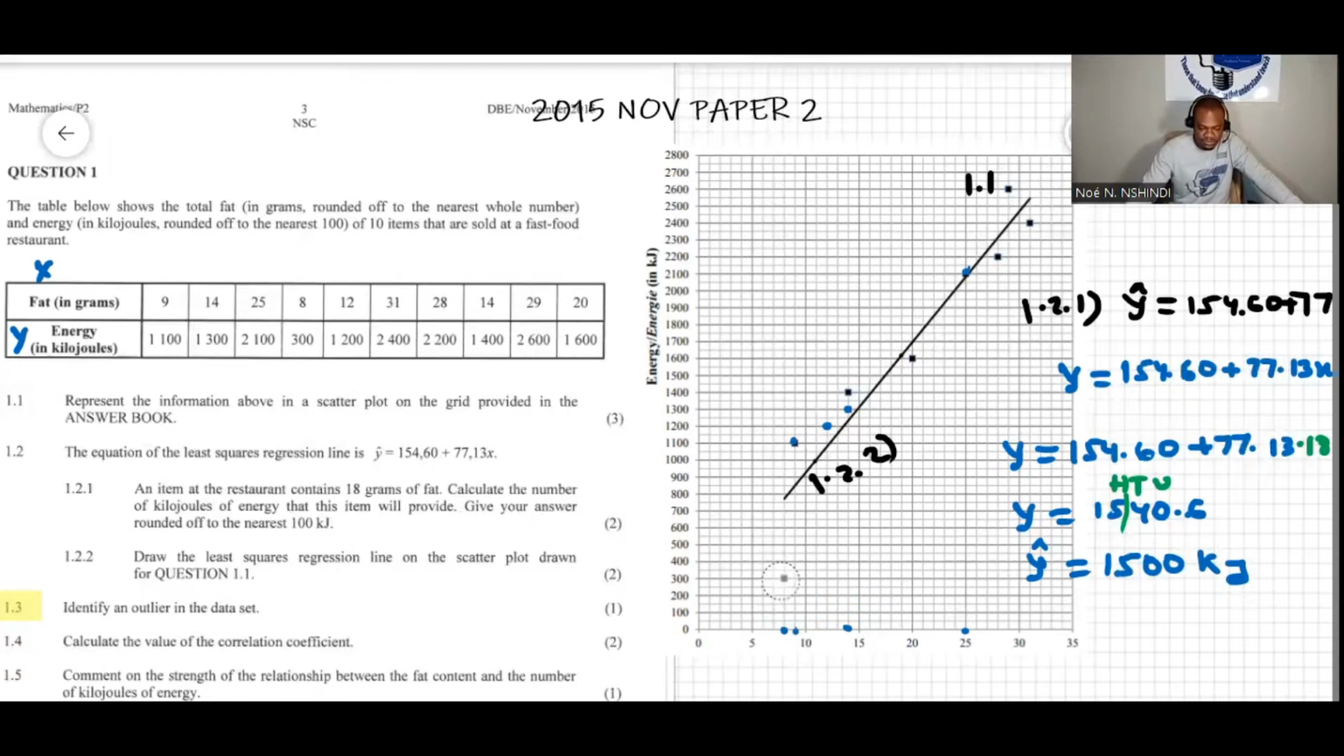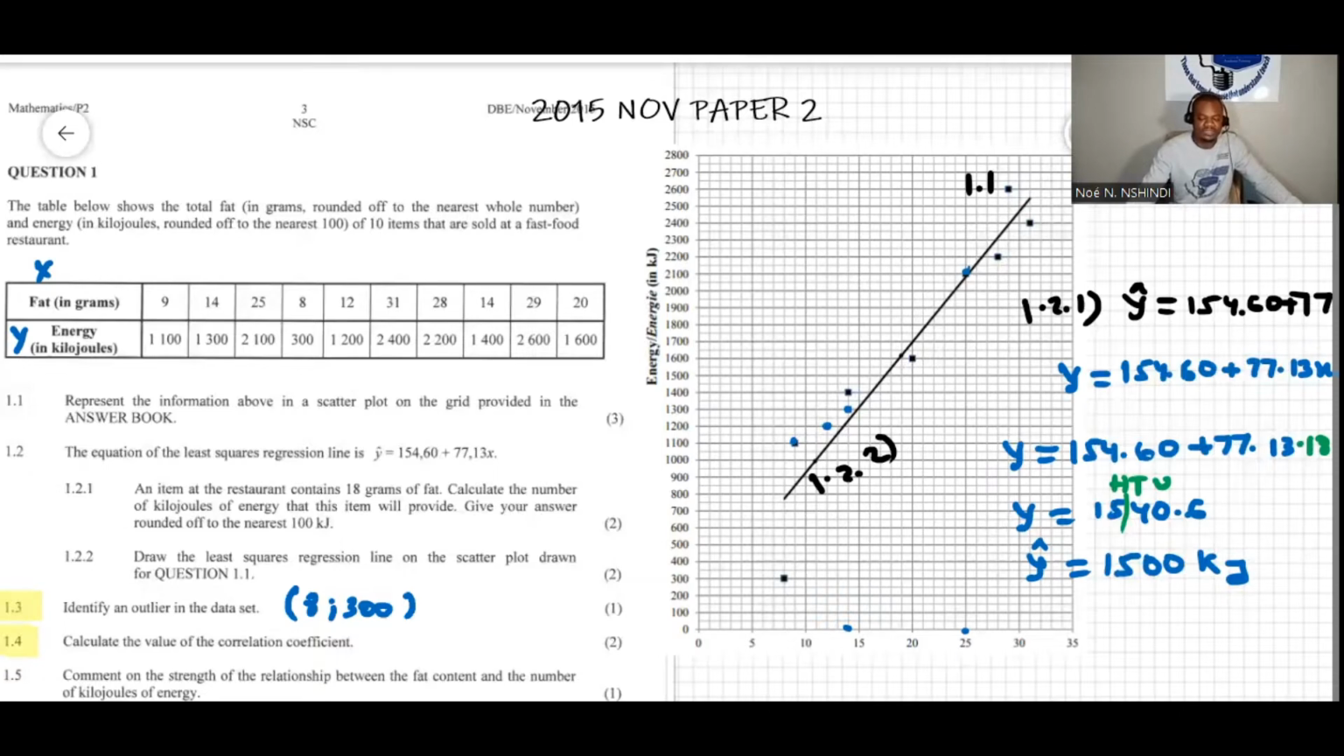So we'll say the outlier here will be this value. The x value is over there at 8, and then the y value is 300. So we can say the outlier is (8; 300). This is the outlier. Now we can also do question 1.4.